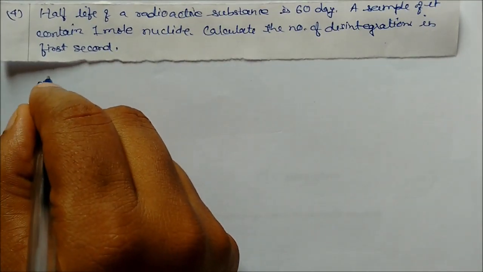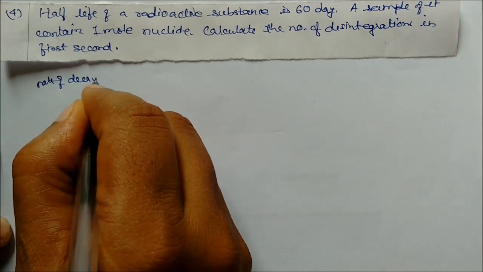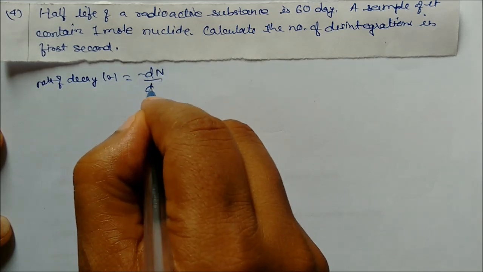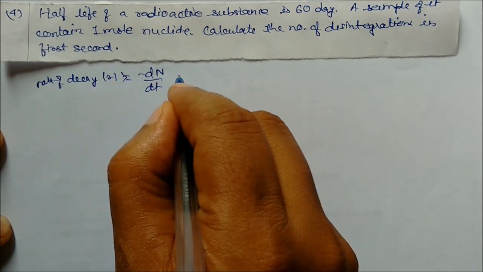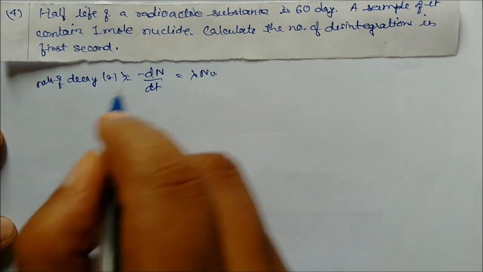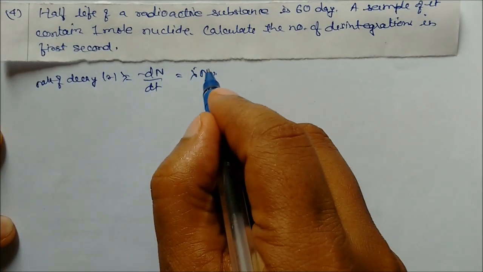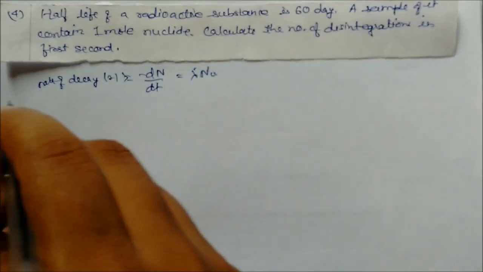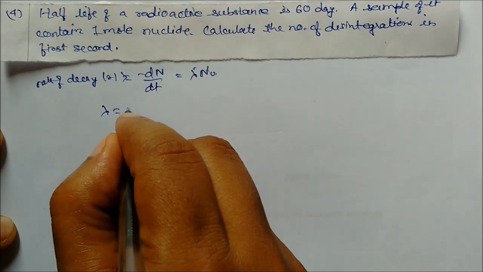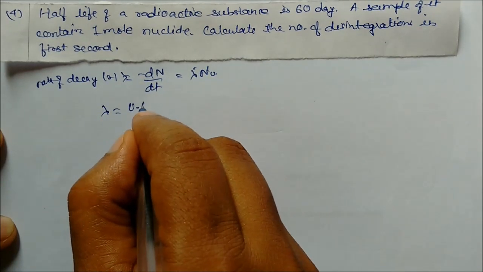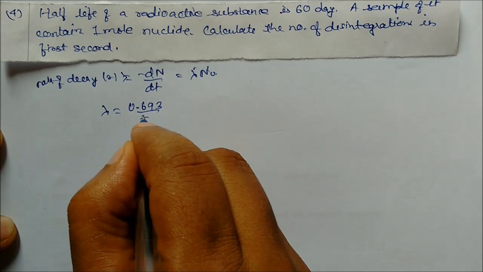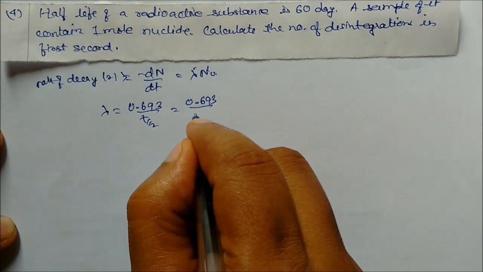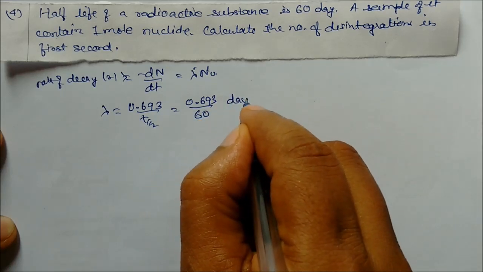So the rate of decay, that is R equal to minus dN by dt, that we know. So it will be lambda into N naught. So we have to find lambda also, and N naught is already given here, 1 mole. So how much will lambda be? Half-life is given here, so lambda we can find out as 0.693 divided by t half, that is 0.693 divided by 60. So we will get it here per day.